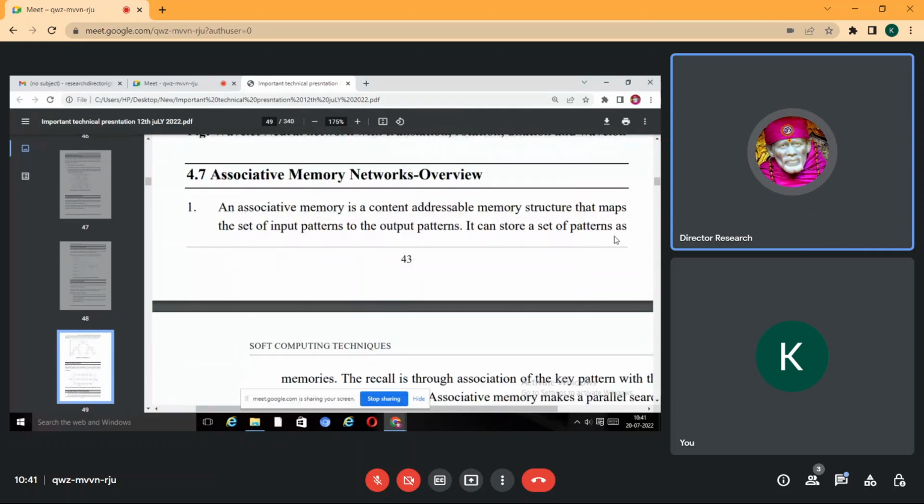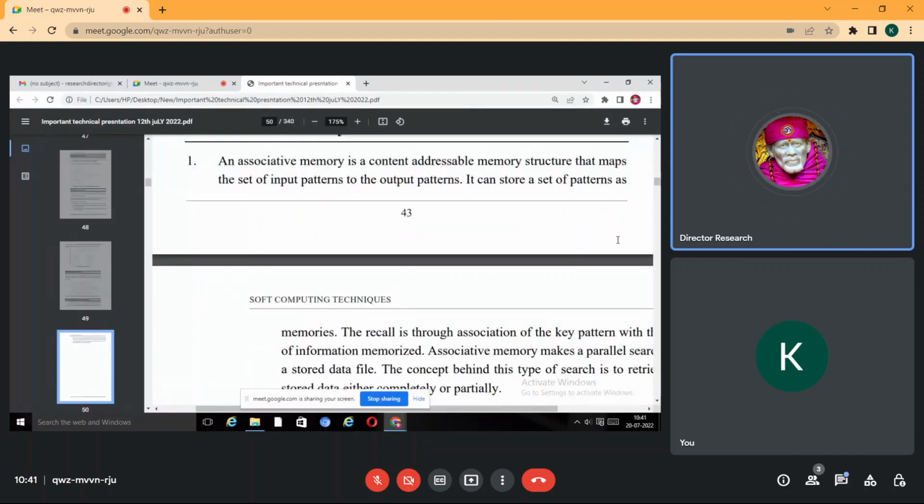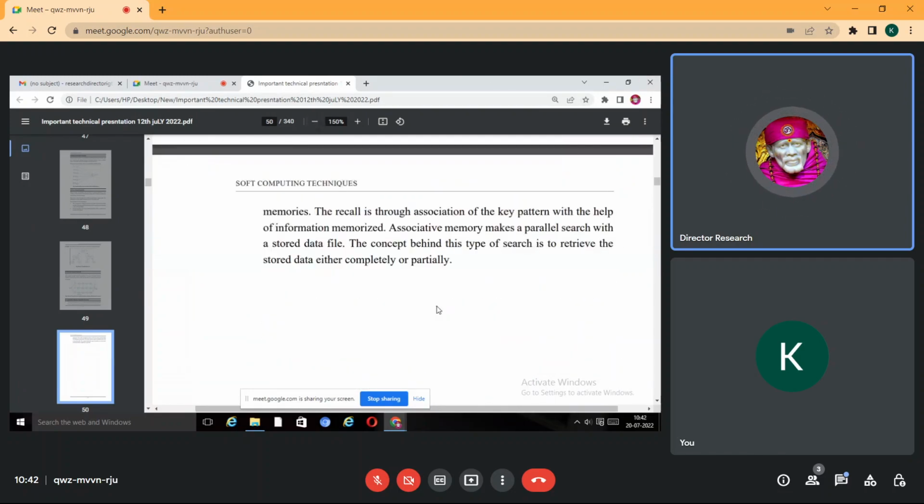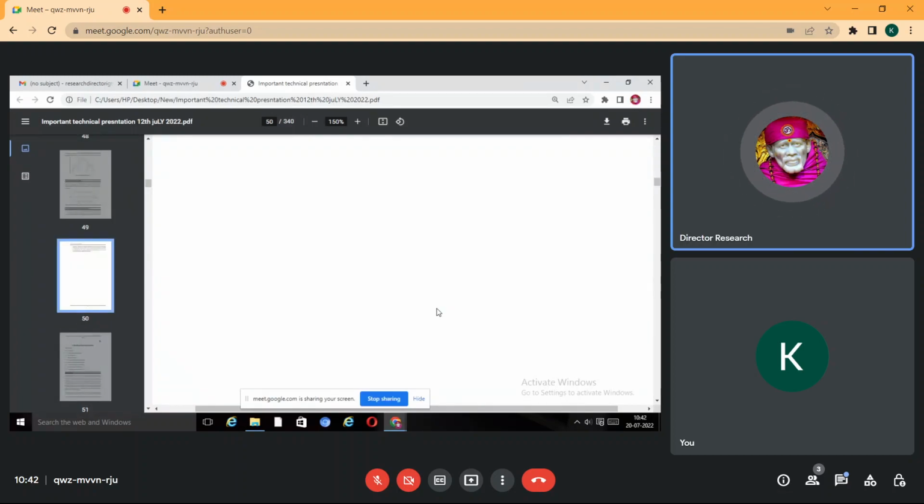Associative memory sets that map the set of input patterns to the output patterns. It can store a set of patterns as memories. The recall is through association of key patterns with the information memories. Associative memory makes a parallel search in a stored data file. The concept behind that is to retrieve stored data either completely or partially. This is a very important algorithm.